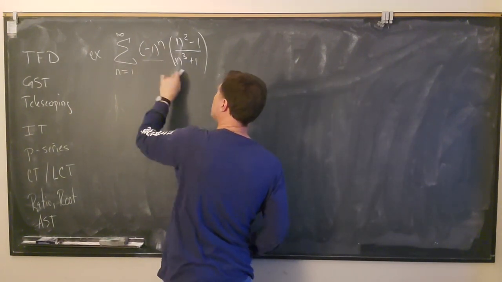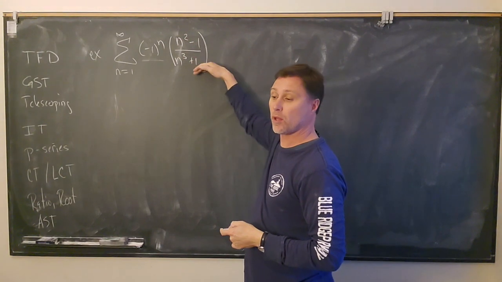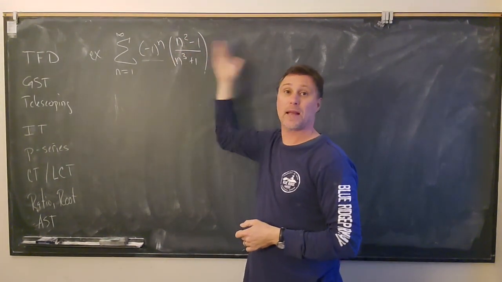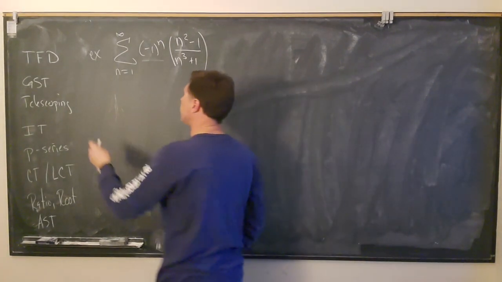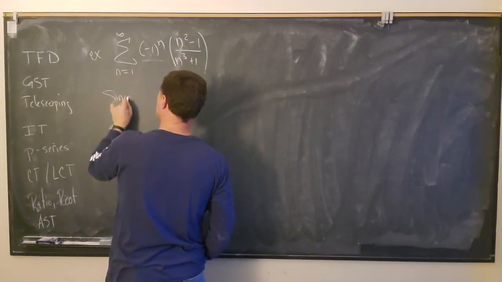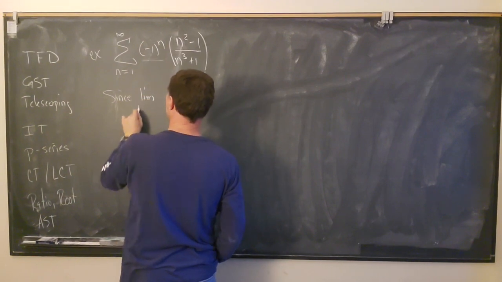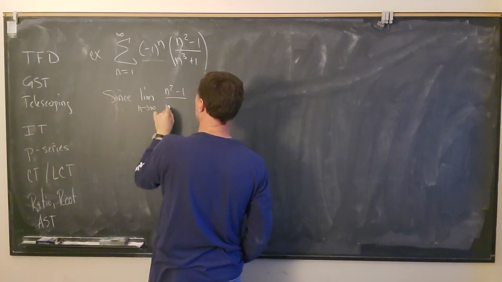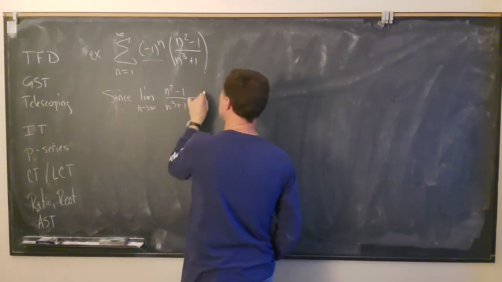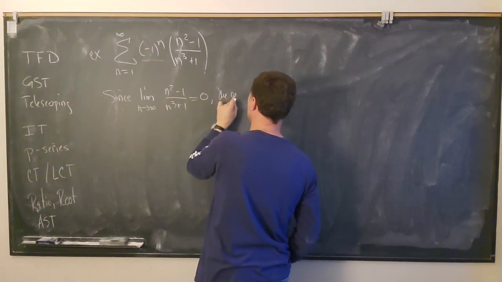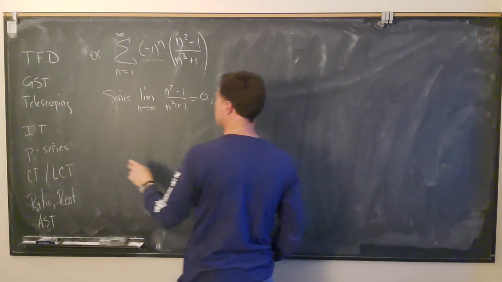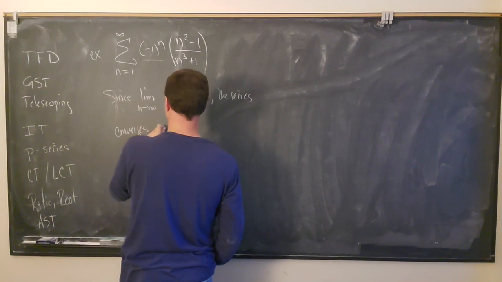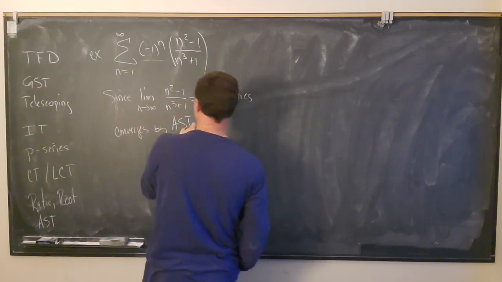When you look at the ratio, we've got polynomial over polynomial. The top has smaller degree than the bottom. That limit is going to be 0. So you should be able to very quickly say, since the limit as n goes to infinity of n squared minus 1 over n cubed plus 1 equals 0, the series converges by the alternating series test.